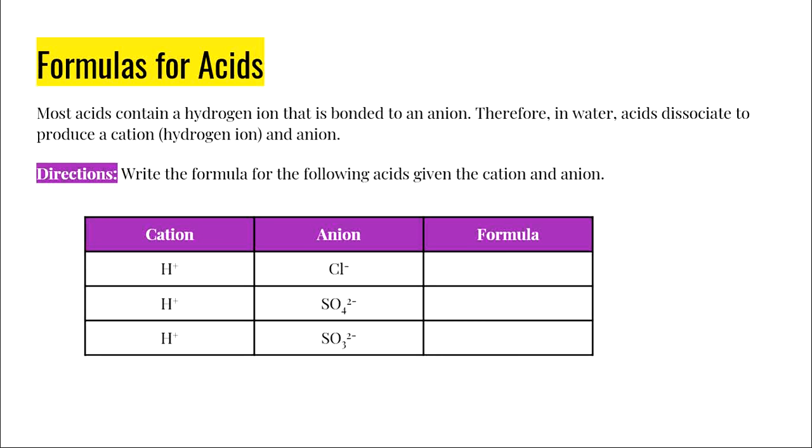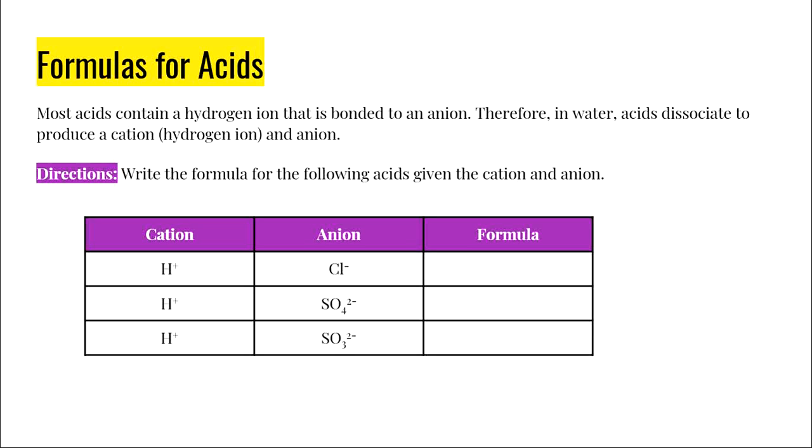So we're really just going to focus on how to write formulas and names for the acids. Most acids contain a hydrogen ion that is bonded to an anion. When it dissociates in water, it produces the hydrogen ion as its cation and another anion. So for this table, we're going to write the formula for the acids given the cation and the anion. In each of these, you'll notice that the cation is the hydrogen ion, H+. The anion is different. We have a chloride, we have a sulfate, and a sulfite.